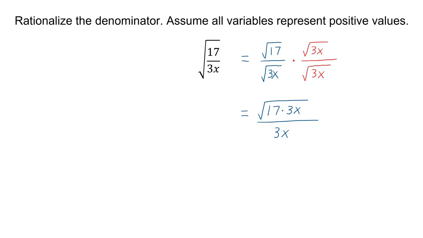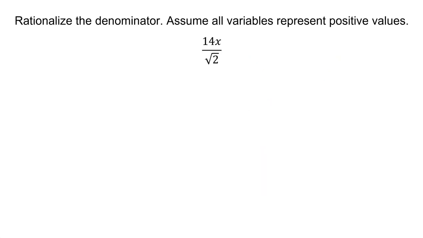In the numerator, the square root of 17 times the square root of 3x gives us the square root of 17 times 3x. And in the denominator, the square root of 3x times itself is just 3x. And the square root of 17 times 3x in the numerator is equal to the square root of 51x. Again, don't try to simplify this fraction any further, because in the denominator, we only have an expression that's outside of the radical symbol. And in the numerator, we only have an expression that's inside the radical symbol. We will never cancel something inside a radical symbol with something outside of the radical symbol. So this is the fully simplified form of this fraction.